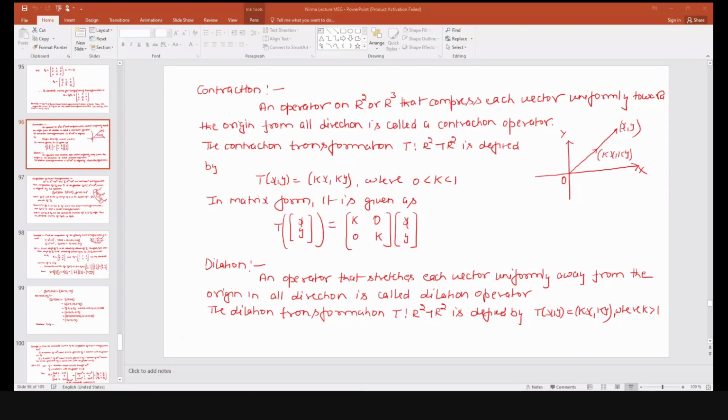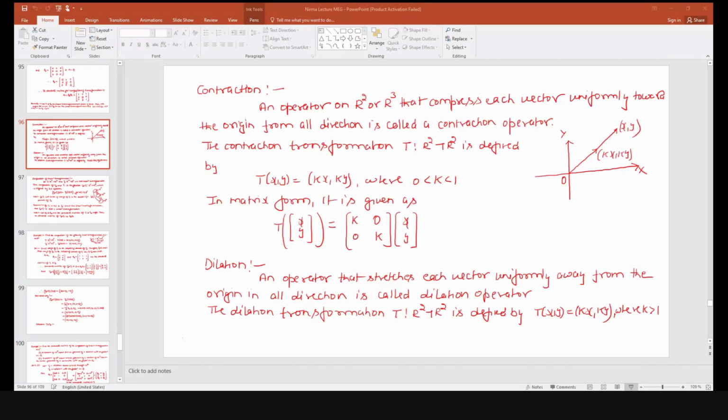Next is the composition of linear transformations. Let T1 be a linear transformation from Rn to Rm, and T2 be another transformation from Rm to Rp. These are two linear transformations. Then the composition of T2 and T1 is a function, T2 o T1, and it is defined from Rn to Rp.